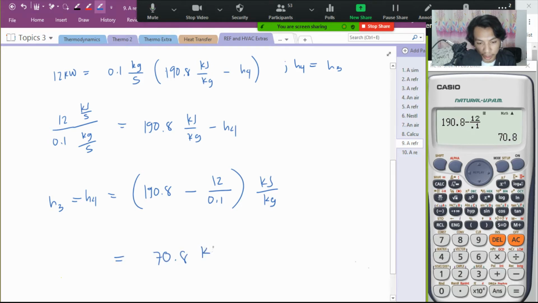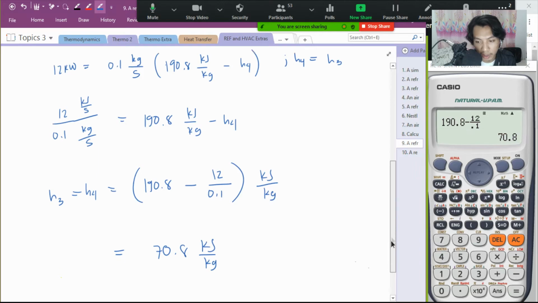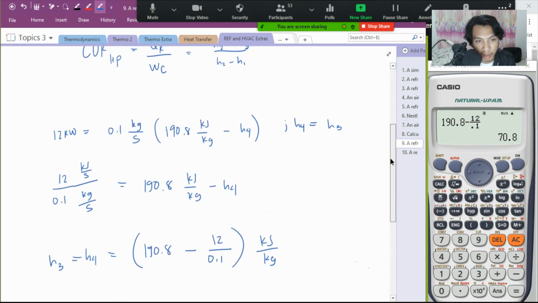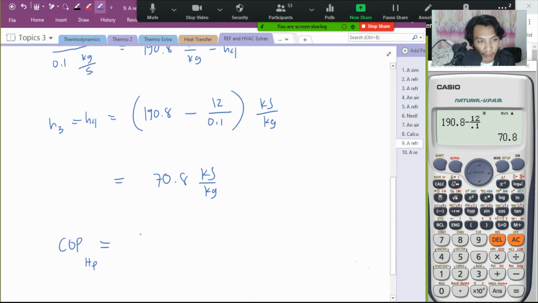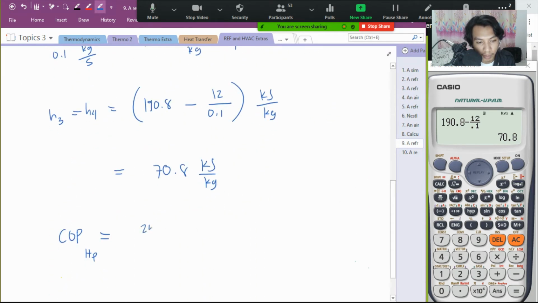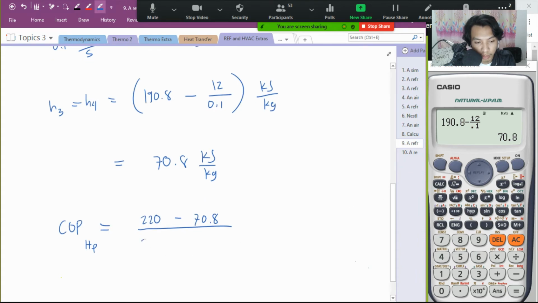70.8 kilojoule per kilogram. Now, we can solve for the COP ng heat pump. COP of the heat pump kasi heat rejected ang hinahanap. So, that is H2 minus H3. H2, ano ba H2 dyan? Okay, 220 minus 70.8, divide by H2 minus H1. 220 minus 190.8.